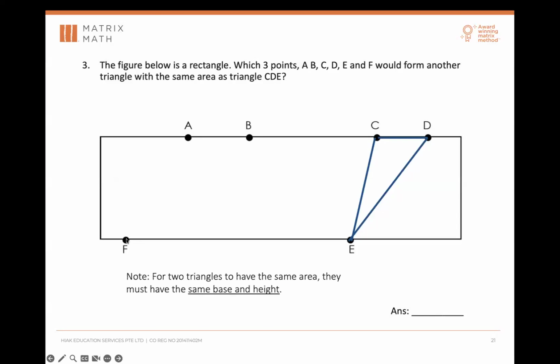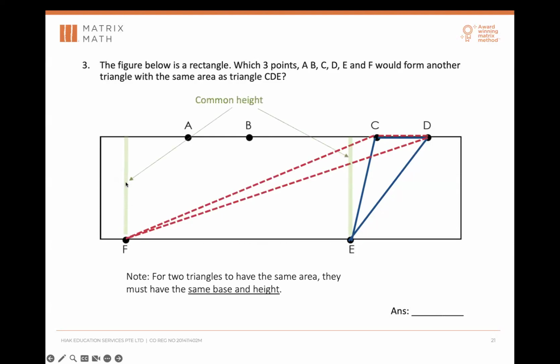The other point will be F. So with F, the height will be this. And this height are the same. The height of CDE is this line. The height of CDF is this line, and it is a common height. And the common base is CD. So therefore, these 2 triangles, CDF, has the same area as CDE. So the answer is CDF.